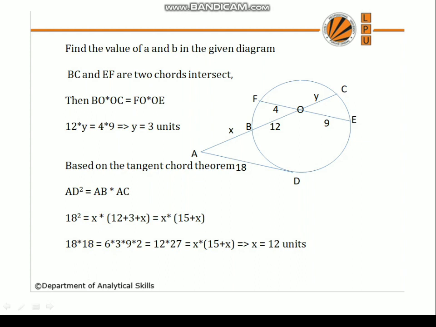By rewriting the number 18 as 6 into 3 and 9 into 2, we can combine them. 6 and 2 make 12, 3 and 9 make 27. This is solving directly by numbers without an equation. I repeat, 18 square is 18 into 18. Divide 18 as 6, 3 and 9, 2. Now combine 6 with 2, 3 with 9. We get 12 into 27. Why do we write like this? For 12 and 27, the gap is 15. For x and x plus 15, the gap is 15. So we can directly compare x plus 15 as 27 and therefore x is 12 units. Thus we deduce that x is equal to 12 units and y is equal to 3 units.